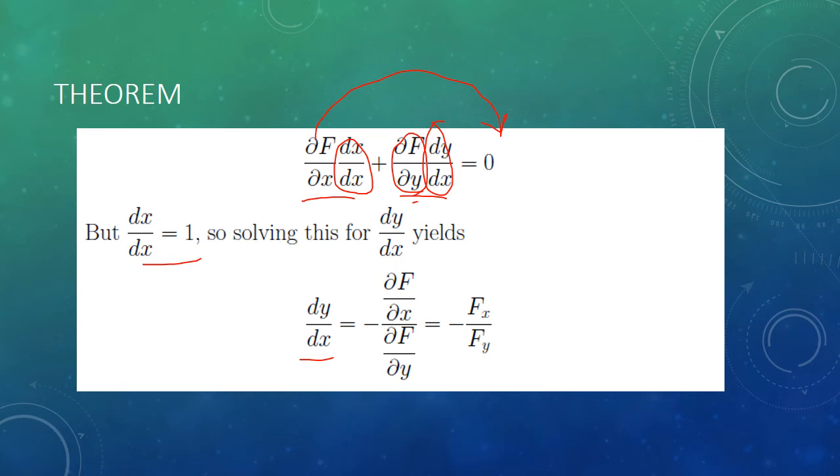Here's dy dx, here's partial f partial x with a negative because I subtracted it, and then I divided by the partial f partial y, which in another kind of shorthand looks like this. So let's give this a shot and see what happens.